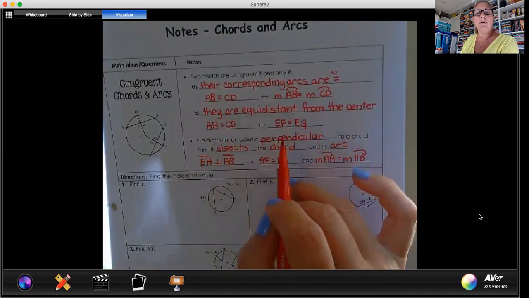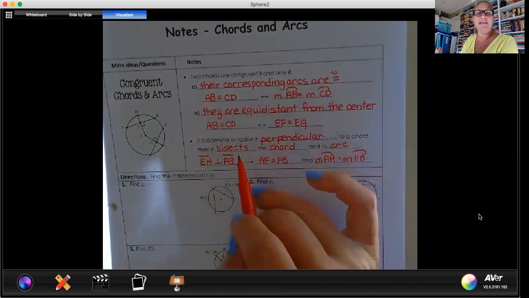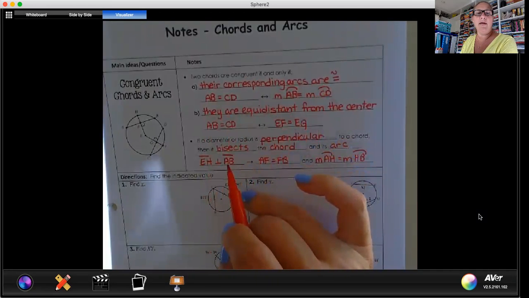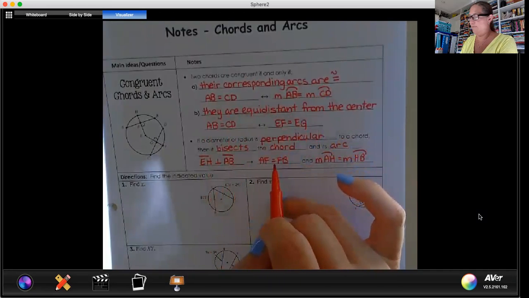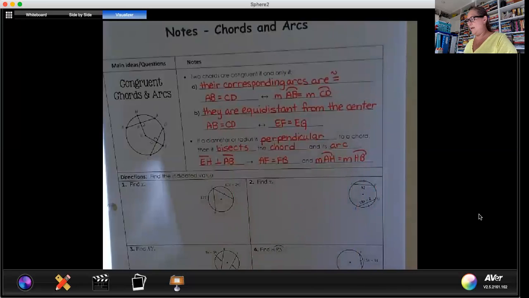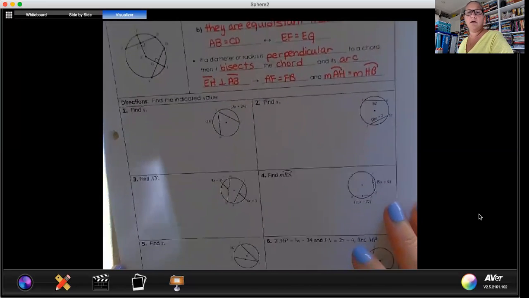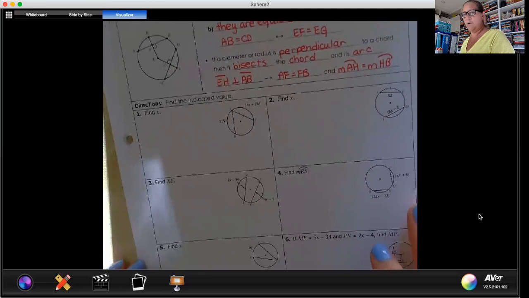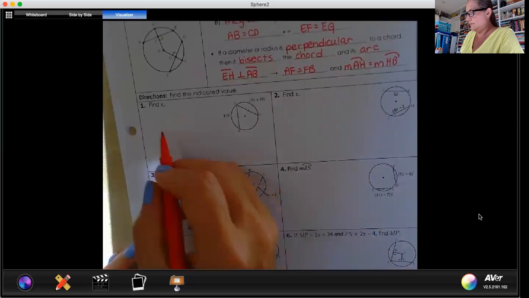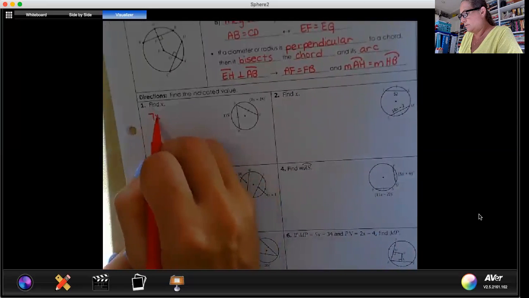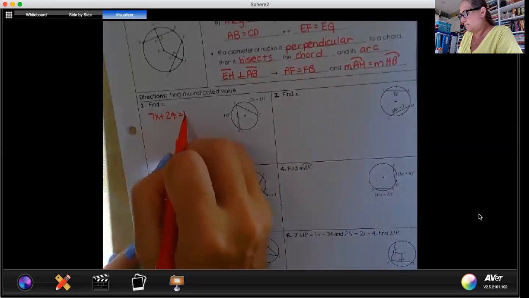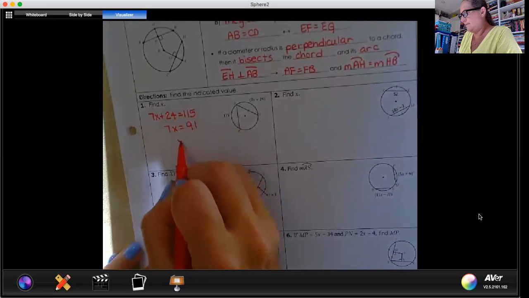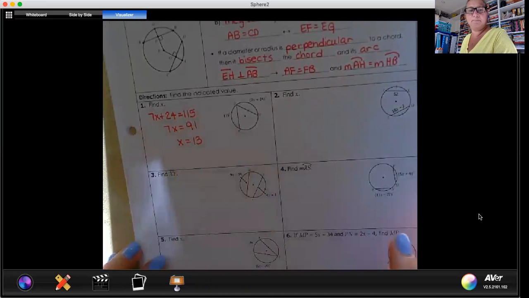If a diameter or radius is perpendicular to a chord, then it bisects the chord and its arc. So EH perpendicular to AB means AF equals FB, and the measure of arc AH is equal to the measure of arc HB. So take a look at number one. We're simply going to set those equal to each other and subtract 24 and divide by 7, and x is 13.